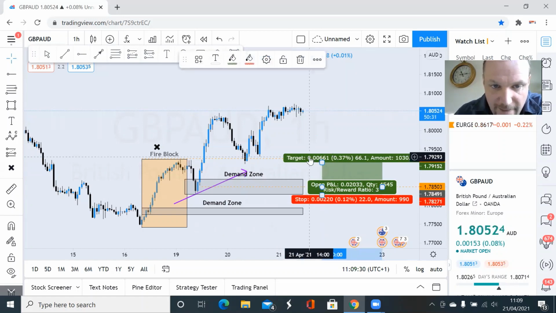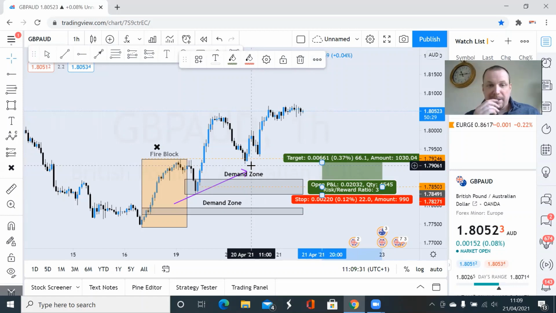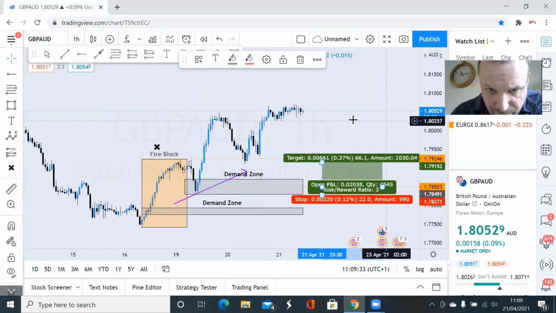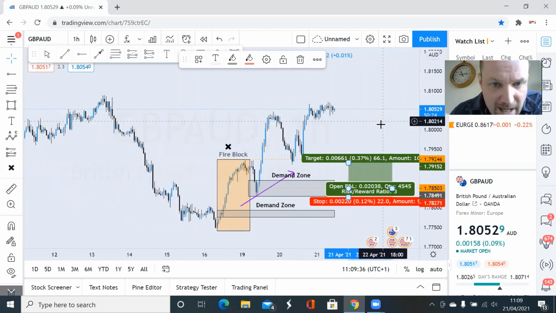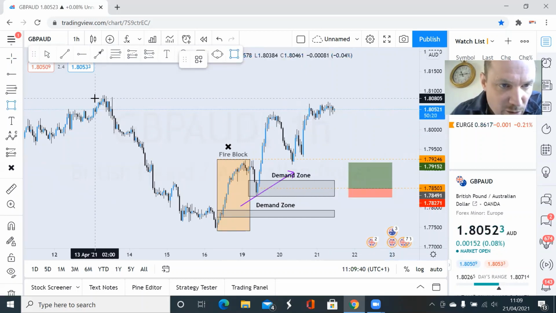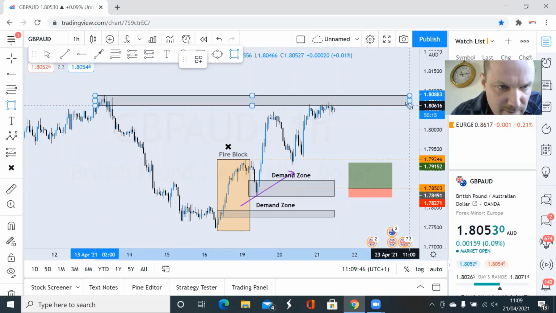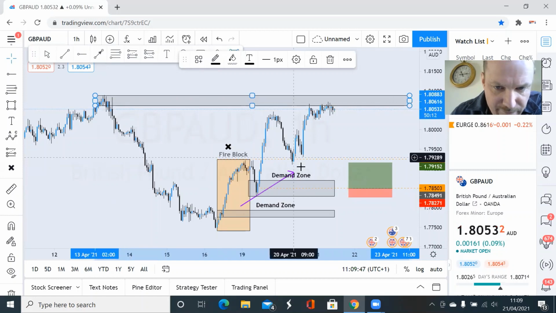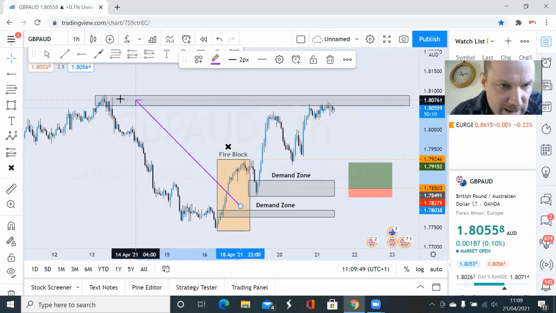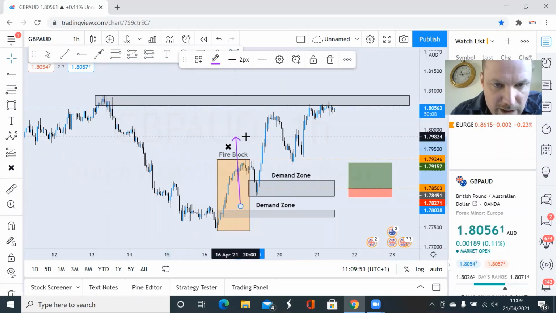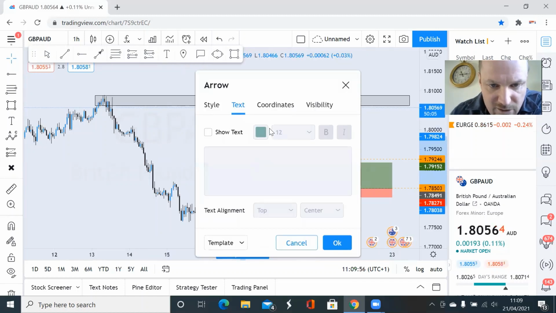Okay, and then for a supply area, we've got at the moment the last up before the down. Okay, you see this bit here, the last up before the down, the blue candle. Again, we want to swap this to what we call a supply.